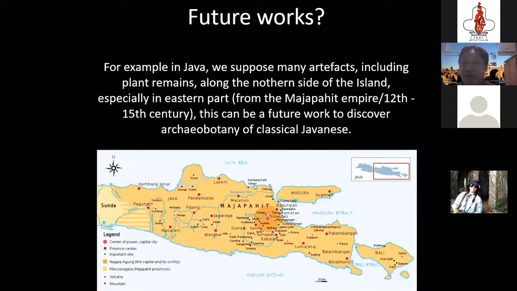This is only the case of Java, and I'm sure there are cases in the eastern part of Indonesia, in Sulawesi, the Moluccas, and also in Papua. Probably many. And another example, probably in Sumatra and Borneo, where it was Sundaland. We already talked about this.